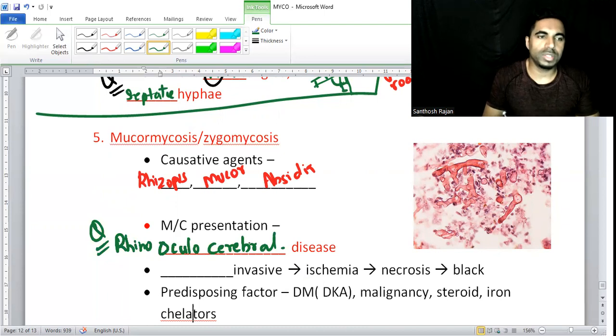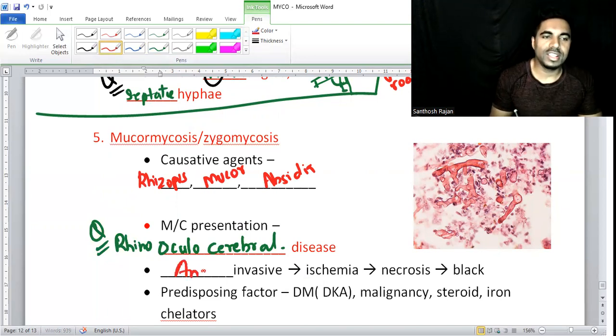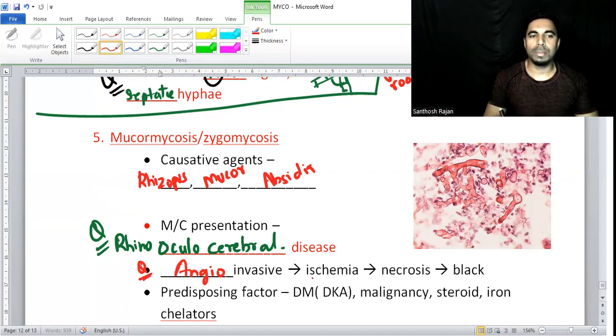So the most common presentation is the rhino-ocular-cerebral disease; it is a common question here. And another dangerous thing is what? They are usually angio-invasive. They invade the vessels. That's the problem. They invade your arteries and veins. And if they occlude the arteries, what happens? You'll have ischemia, necrosis, and everything becomes black. You got it? That's important. That's what I'm going to stress here.